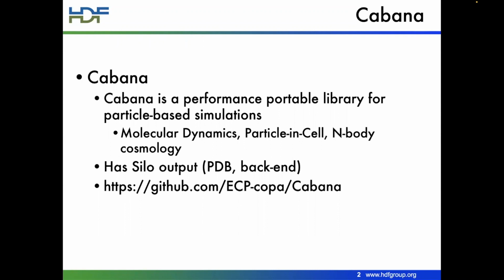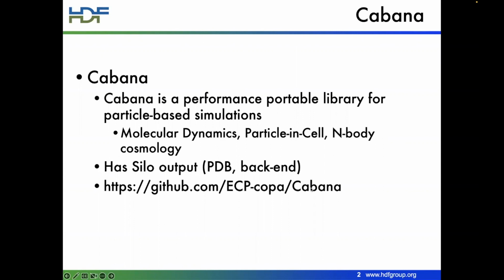When we first started to work with the Cabana team, it had the option of doing Silo output. For Silo, they use the PDB format, which is the default in the native Silo backend. You can also use an HDF5 backend in Silo, but they weren't enabling it. They were hard coding it to use the native format. You can find the source code and everything I showed today in the Cabana repository on GitHub.